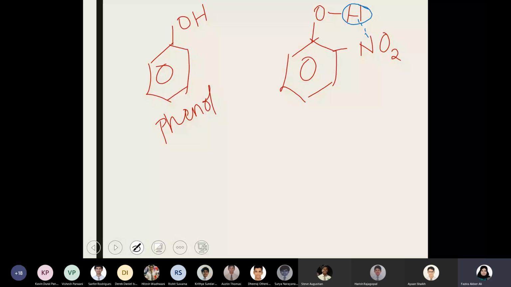And that hydrogen is again attracted by another electronegative element, nitrogen. So this is again a hydrogen bonding. But the hydrogen bonding is happening within that same molecule. So this is an example of intramolecular hydrogen bonding. This particular compound is called ortho nitrophenol. Don't worry about the name and all.